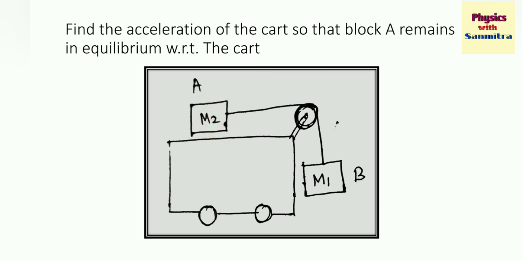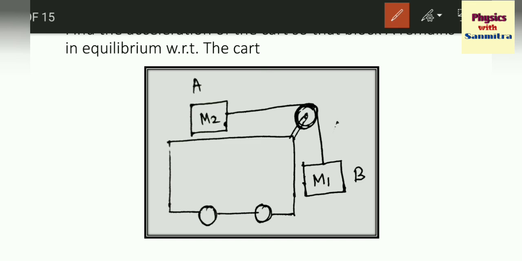Now understand one thing. If I keep it just like that without giving any acceleration, what will happen? Definitely this M1 will go down and M2 will go this side. We have already covered this type of questions in the free body diagram section. But to keep this constant, what we will do, we will provide an acceleration. Now in which direction? Right side or left side?